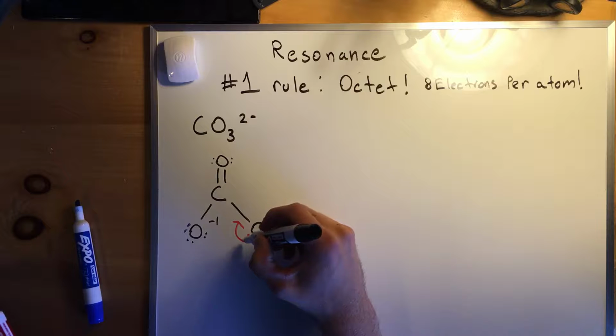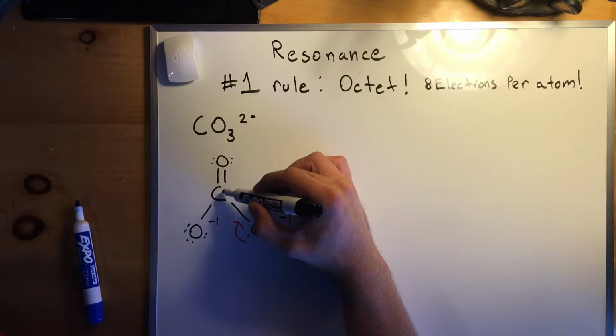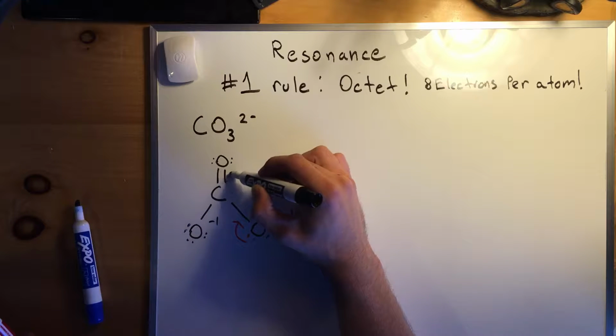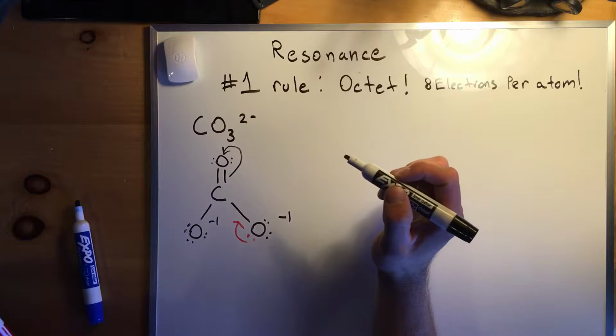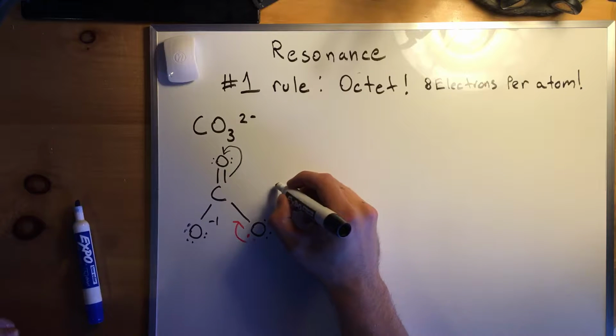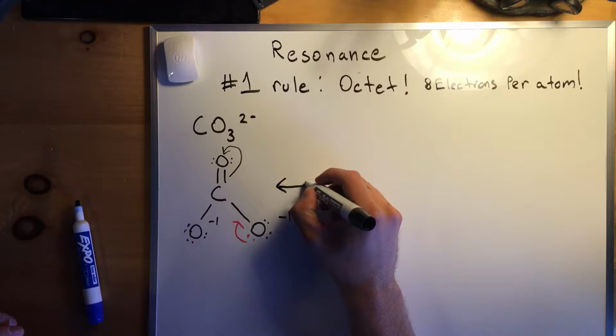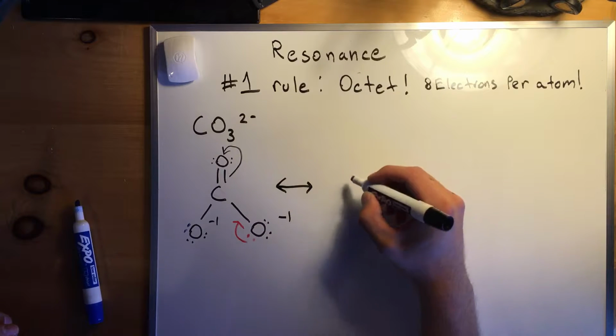So if we were to move these 2 red ones to here, for carbon to keep 8, we'd have to bump off 2 electrons from that double bond. We always use double-headed arrows in resonance.